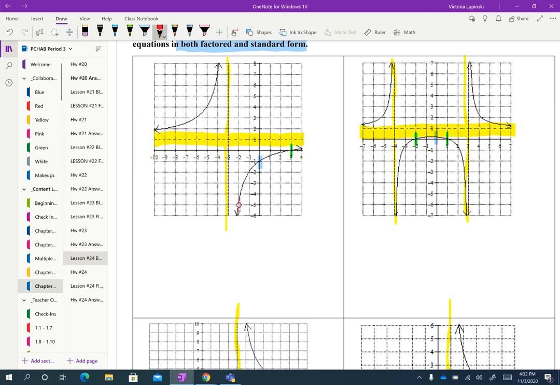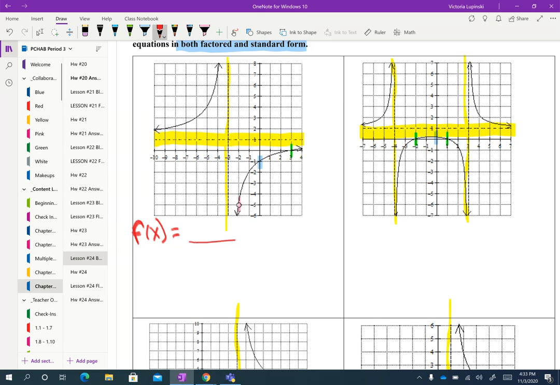Notice that I highlighted the asymptotes in yellow. I marked off any holes in pink, the y-intercepts in blue, and then the zeros in green. So we're going to write an equation for each of these, and we can just call it f of x, or we can rotate them from equation to equation. We'll see how it goes.